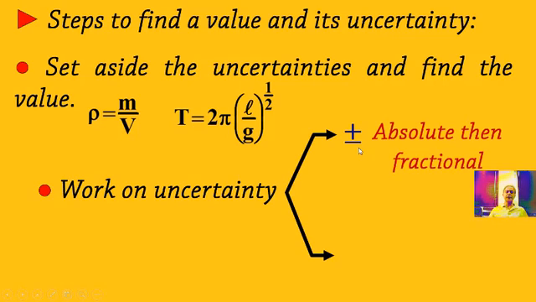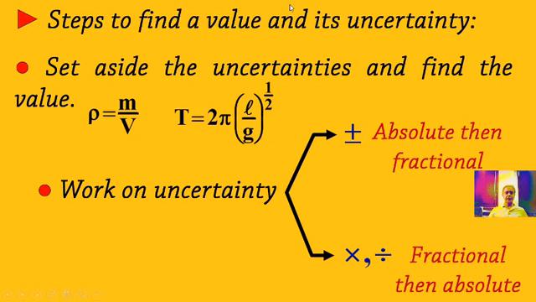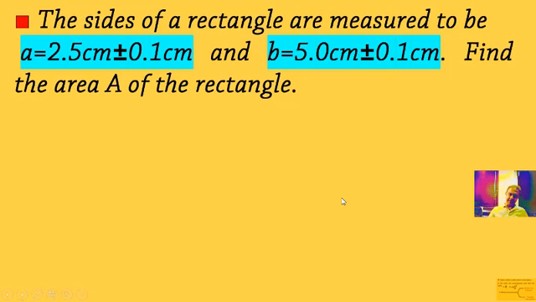The second step may be something like this. If your calculation contains only addition or subtraction, in such cases, first you have to find the absolute uncertainty, then the fractional one if necessary. But if your calculation contains multiplication and division, you have to find the fractional uncertainty at first, and the second step could be the absolute uncertainty if necessary.